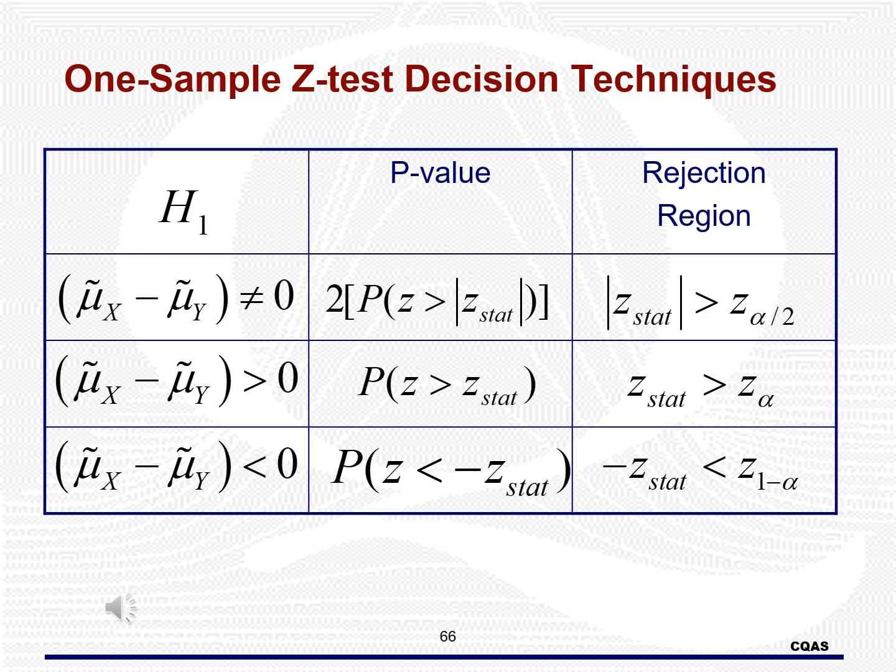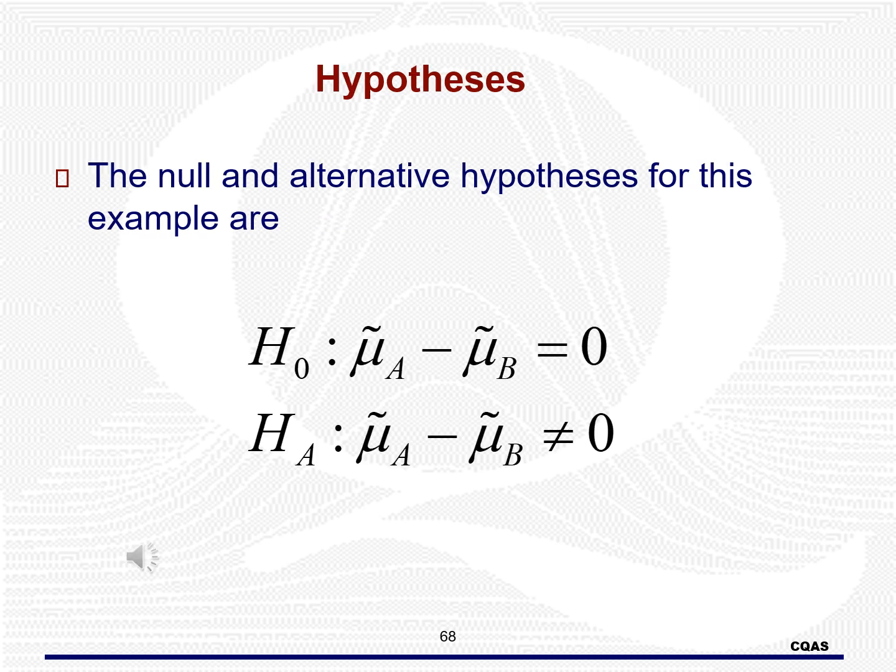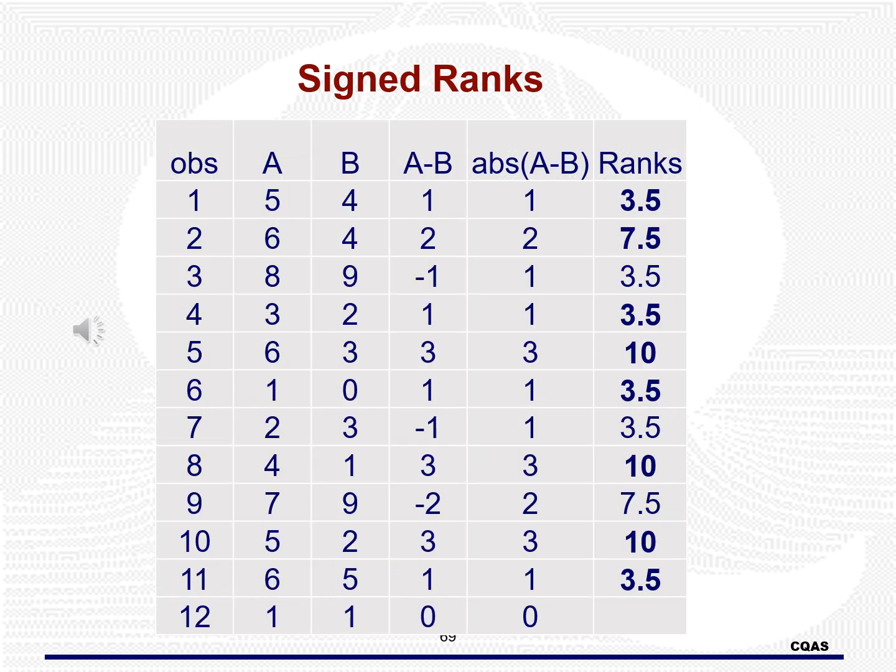Let's do an example. Here we will redo the traffic example, except this time we will use the WSR test. Here are the hypotheses in question. Notice that the alternative is not equal to and the first group is group A. Here is the table that shows how we get the signed ranks. The signed ranks are the values in the ranks column that are in bold. Notice we remove the tie.